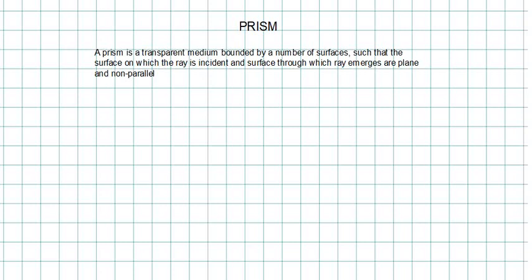Prism. A prism is a transparent medium bounded by a number of surfaces such that the surface on which the ray is incident and the surface through which the ray emerges are plane and non-parallel. Let us look into this definition and try to understand how a prism looks like. Take an example. Let me draw one prism here.